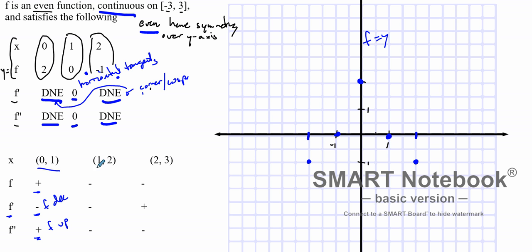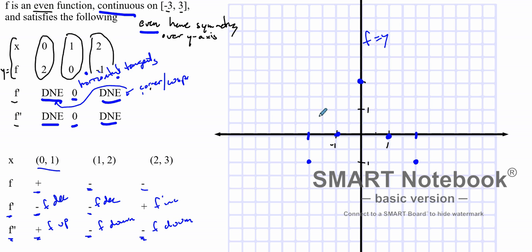We see that on the interval from 1 to 2, f is going to be negative, which makes sense. And f prime is negative, so that means f is continuously decreasing. And then we know that f double prime is negative, so f is going to be concave down. On the next interval, f stays negative, f prime is positive, so f is increasing. And because the second derivative is negative, we know that f is going to be concave down still. So what does this look like?